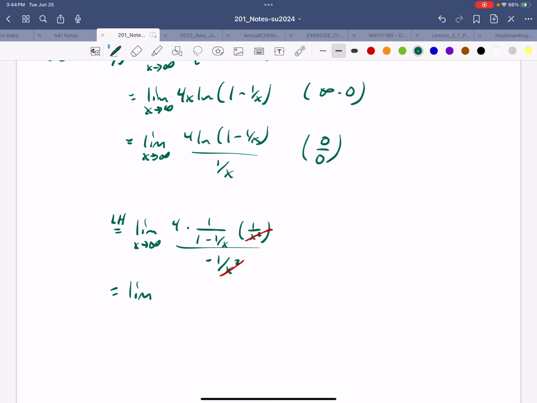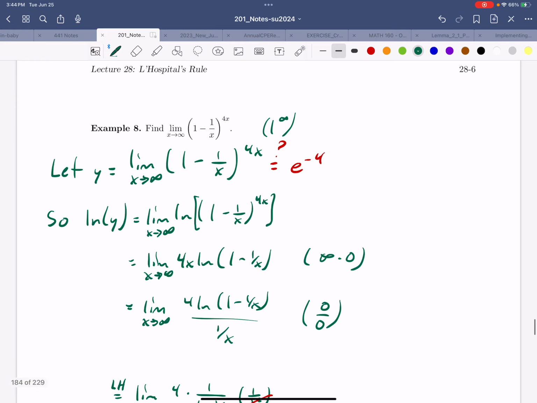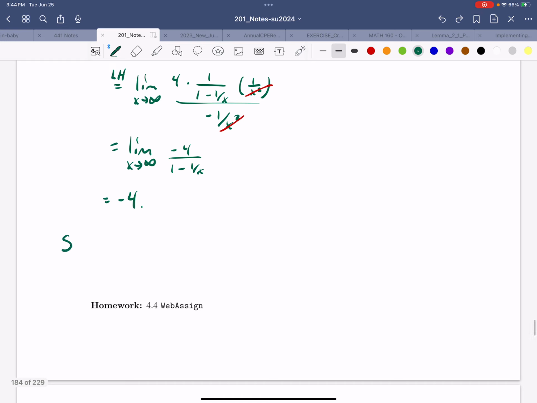So we wind up with the limit as x approaches infinity of negative 4 over 1 minus 1 over x. And that's negative 4. So again, ln of y equals negative 4. So y equals e to the negative 4. And that's our answer.